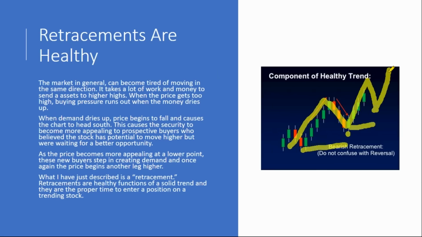Now remember, when a price is moving up in an uptrend, it's continually making higher highs, new highs. When the price gets too high, buying pressure runs out when the money dries up. When the demand dries up, price begins to fall and causes the chart to head south.